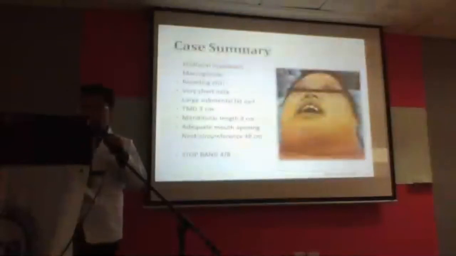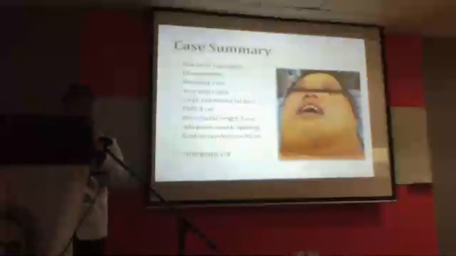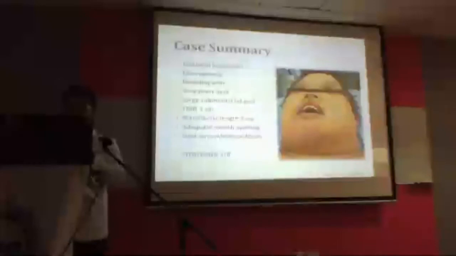On further inspection, she was jaundiced, had slanted almond eyes, mid-facial hypoplasia, a receding chin, very short neck, large submental fat pad, and with macroglossia and with copious amounts of oral secretions. The thyromental distance was 3 centimeters, mandibular length was 9 centimeters, and mouth opening accommodates 3 finger breadths.